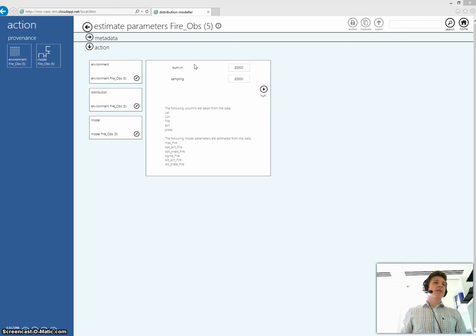All the burn-in effectively does is it finds some appropriate parameters, and the sampling then says, okay, here are the parameters, and it makes a sample using those parameters, and it attaches the uncertainty to each sample. So don't worry about that if you don't want to.